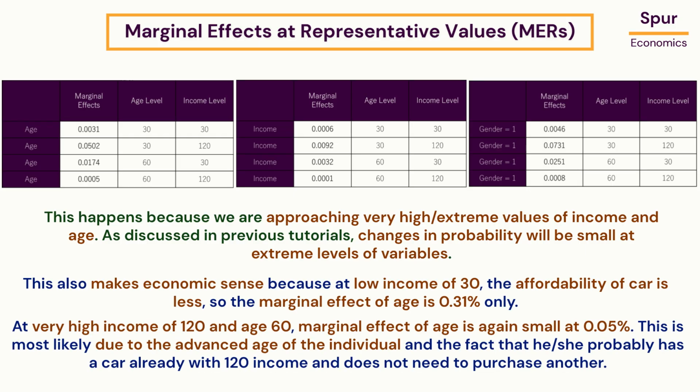This also makes economic sense because at a low income of 30, the affordability of a car is less and so the marginal effect is 0.31% only. At a very high income of 120 and age 60, the marginal effect is again small at 0.05%. This is most likely due to the advanced age of the individual and the fact that he/she probably has a car already with 120 income and does not need to purchase another.